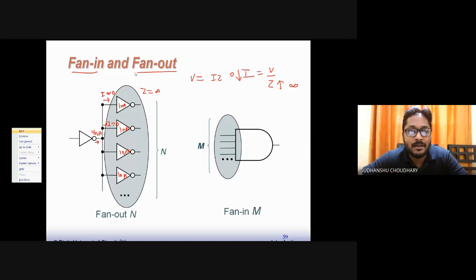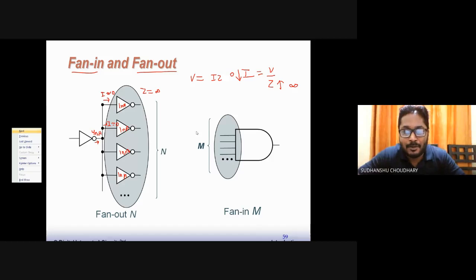So that means the fan out of the gate which is being driven should be large. For getting a large fan out, the gate which is to be driven has to have infinite input impedance. Input impedance should be large enough.